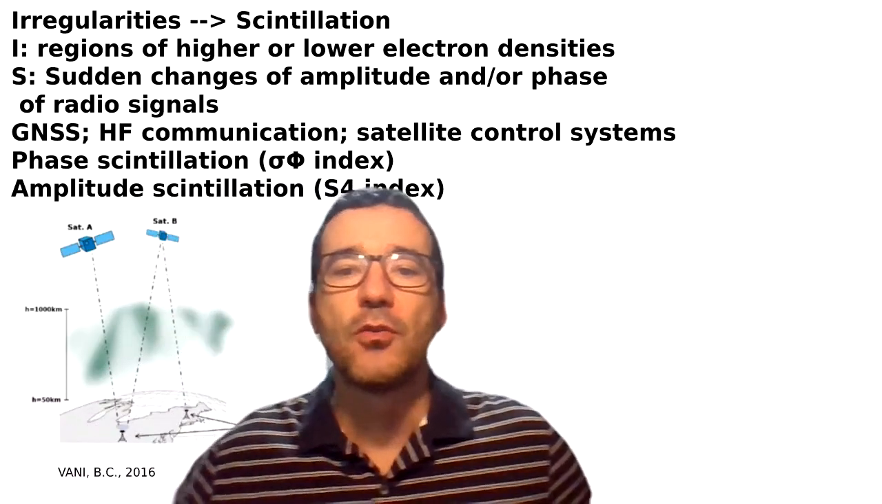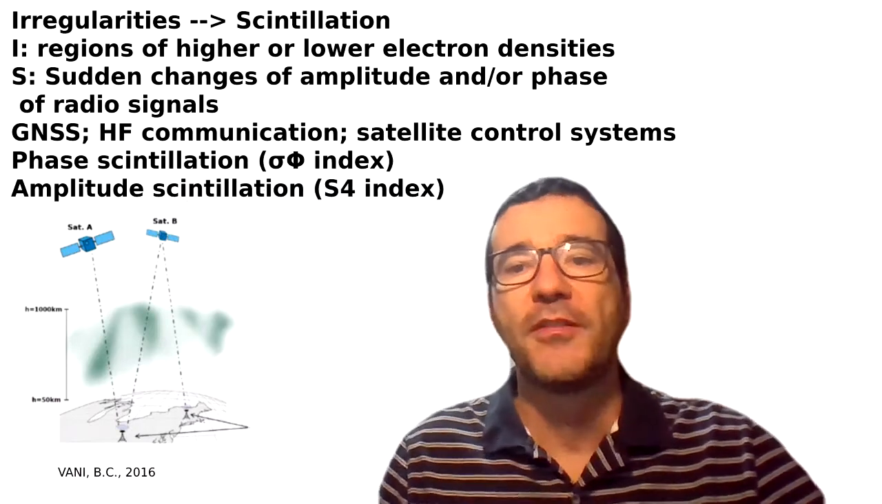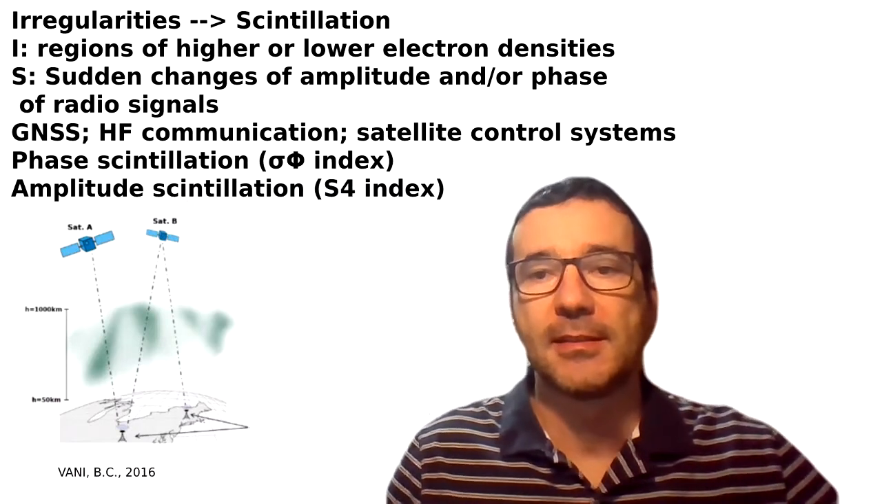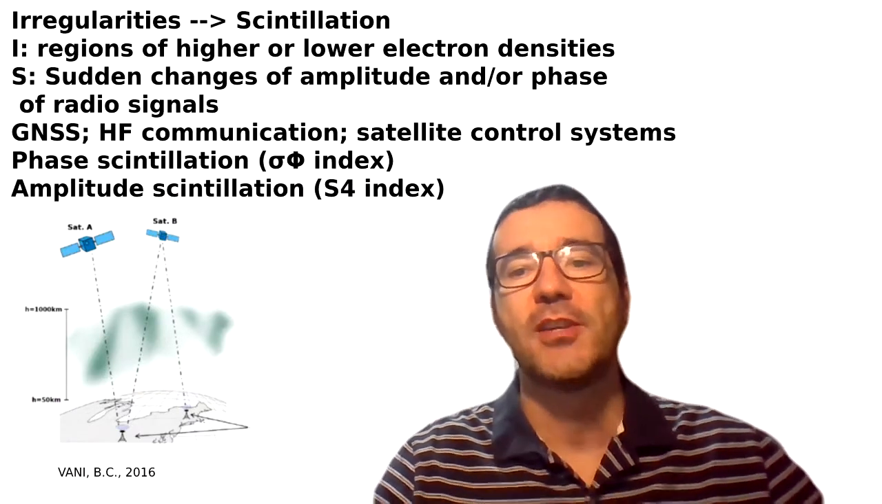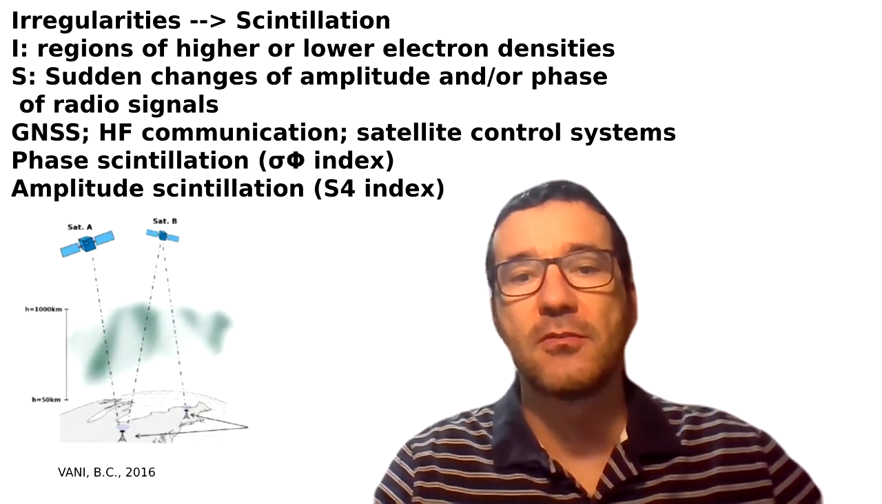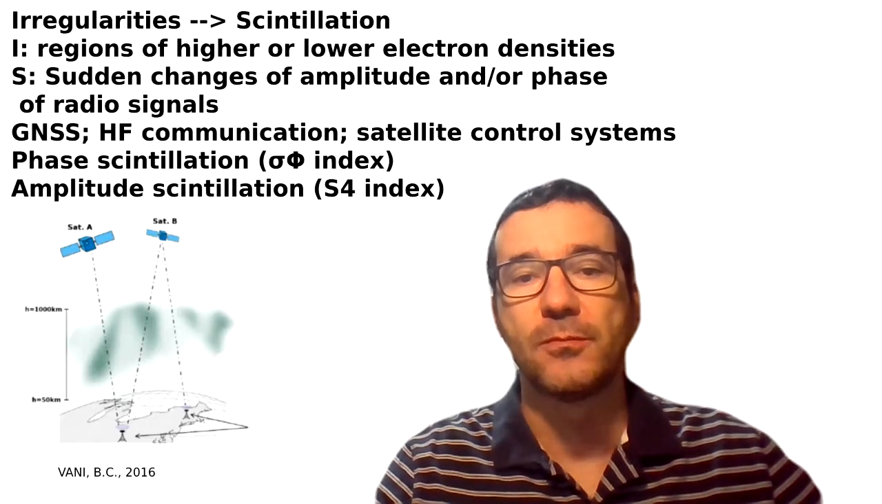The irregularities are those regions of the ionosphere with higher or lower electron densities. These irregularities provoke scintillations, which are changes in the amplitude or phase of radio signals, especially in GNSS communication.